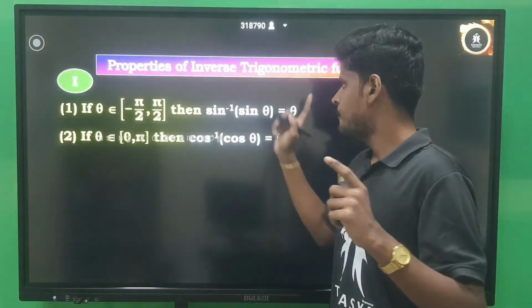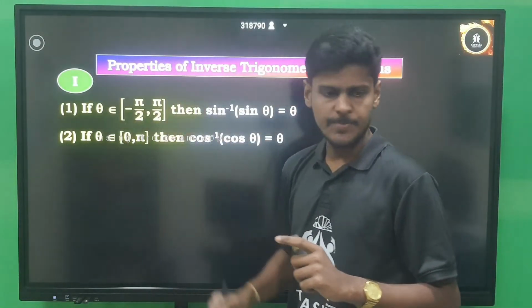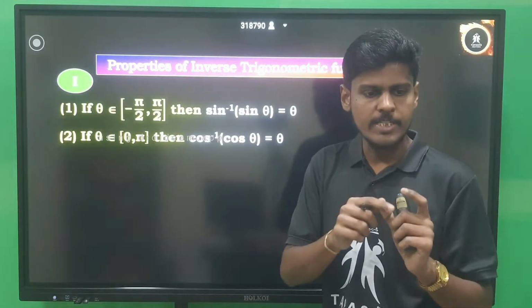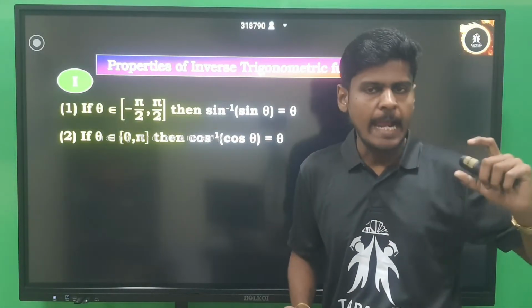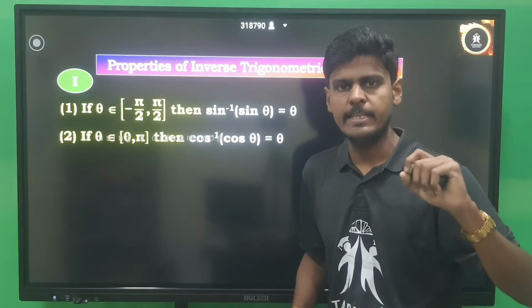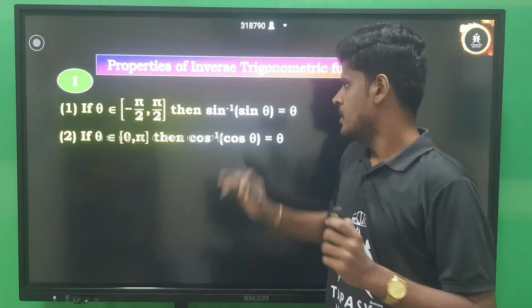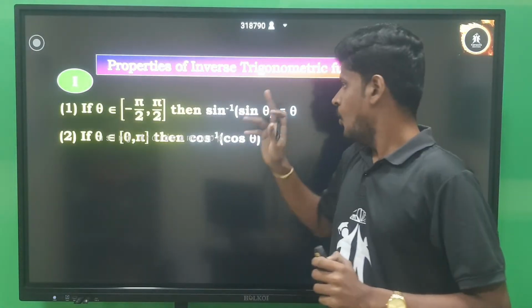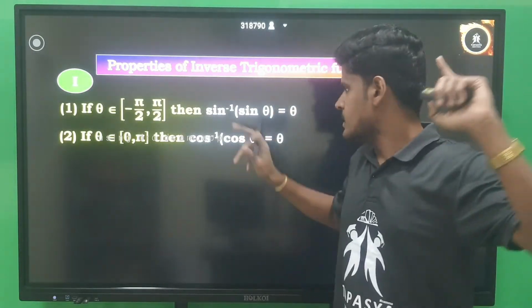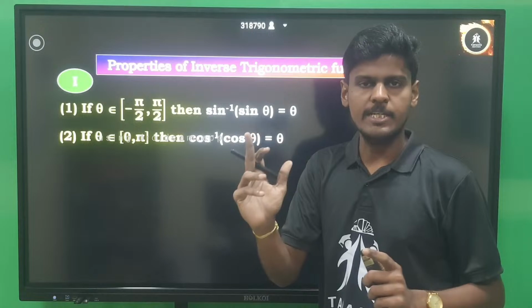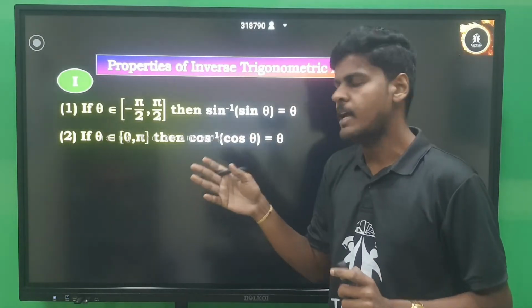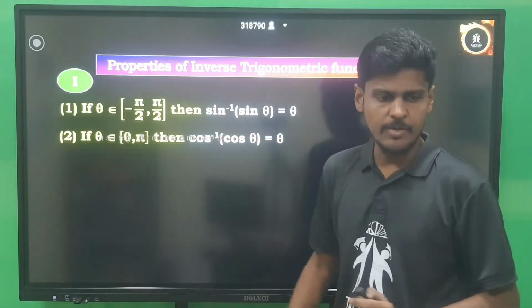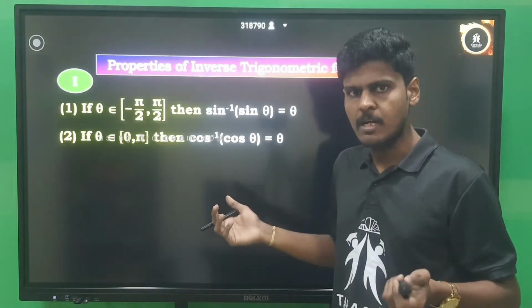Should I repeat? Theta is between minus pi by 2 to pi by 2 means sin inverse of the answer should always be an angle, and that angle output should always lie in minus pi by 2 to pi by 2. That means this answer should always be in this interval. Only then we can write it. But remember, sin theta is a many to one function. There can be many values of theta having the same sin value. That means if we directly write sin inverse of sin theta equal to theta, then that is not true.